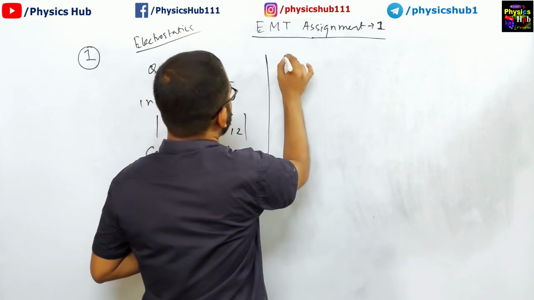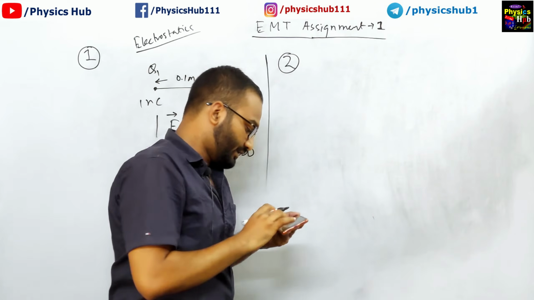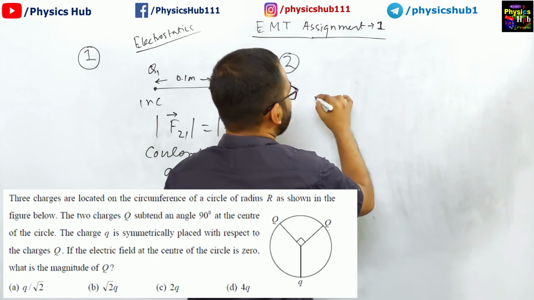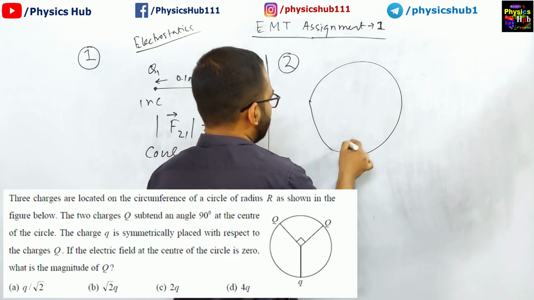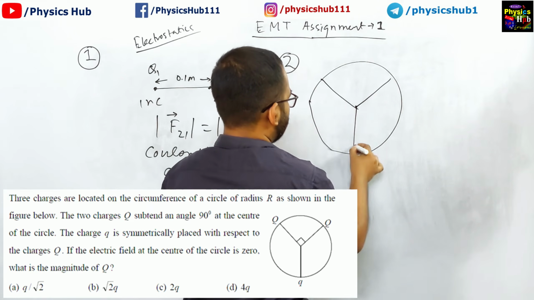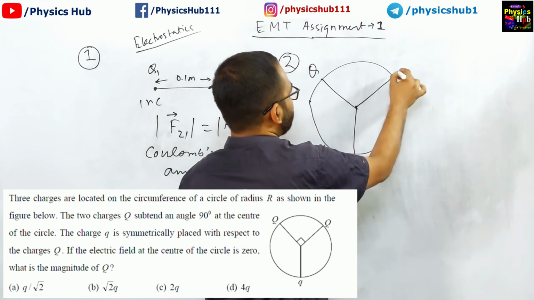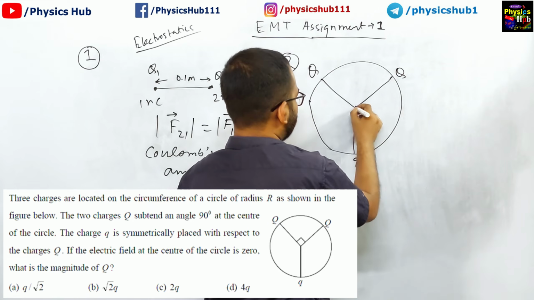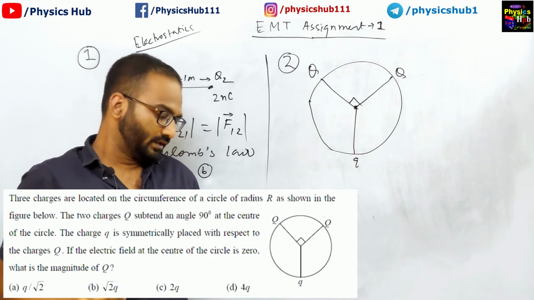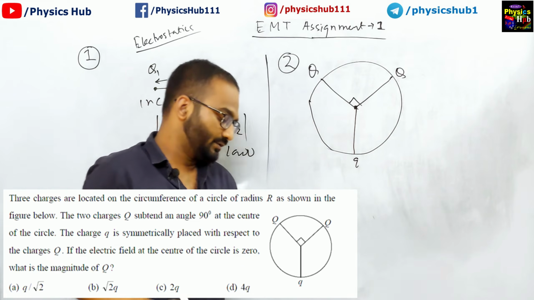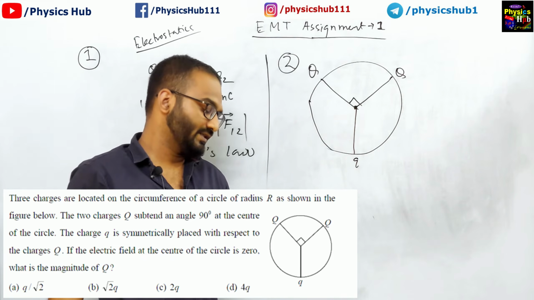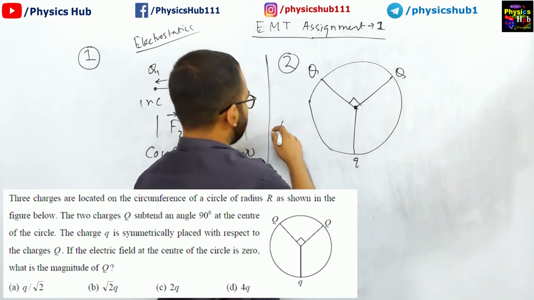Let's quickly move to question number 2. Question number 2 says 3 charges are located on the circumference of a circle of radius r as shown in the figure. So 3 charges you are given. This is a circle, although my drawing is not that good, but try to understand the basics of the question. So 3 charges Q, Q and Q are given to you, and these 2 are making an angle of 90 degrees. The 2 charges Q subtend an angle of 90 degrees at the center of the circle. The charge Q is symmetrically placed with respect to the charge capital Q. If the electric field at the center of the circle is 0, what is the magnitude of capital Q? So you have to find out the magnitude of capital Q.